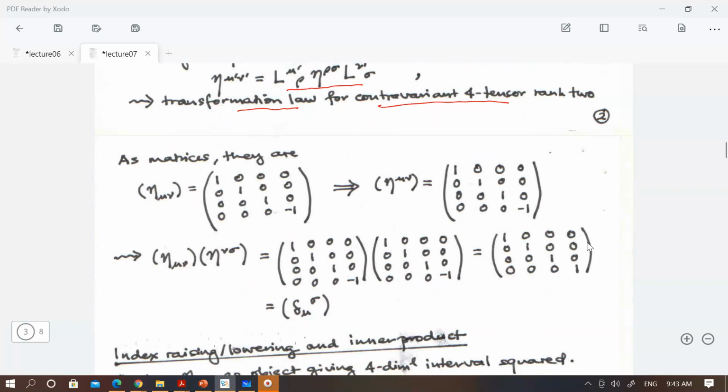Now, as matrices, how do they look? Well, this one is from the previous case that we have seen. It has to have this diagonal form. Remember that this is coming from here, for example.